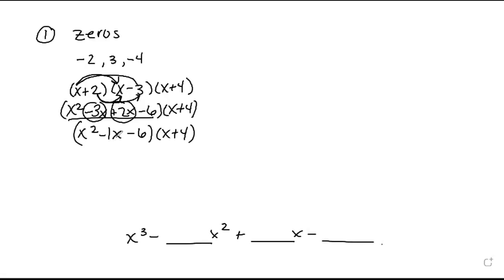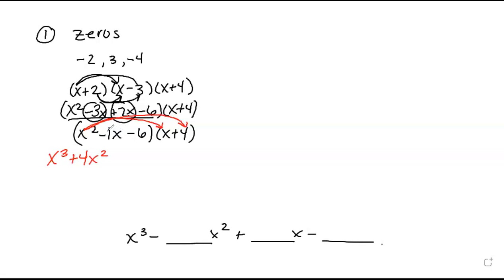But this is no longer FOIL. We can't use first, outer, inner, last, but it's the exact same concept, right? You're going to take x squared and multiply it by both of these terms over here. So you're going to say x squared times x is x to the third. X squared times 4, 4x squared. Is anybody lost?